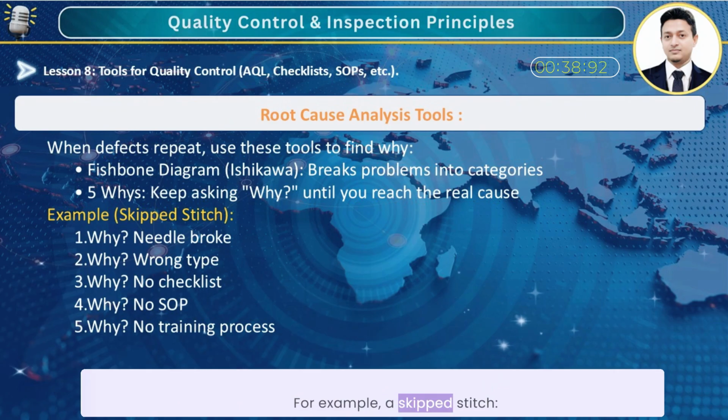For example, a skipped stitch. 1 why? The needle broke. 2 why? Wrong type of needle. 3 why? No checklist. 4 why? No SOP. 5 why? No training process. And that's the root cause.